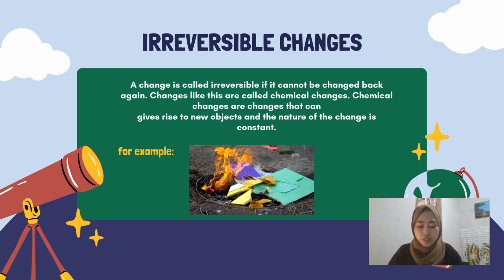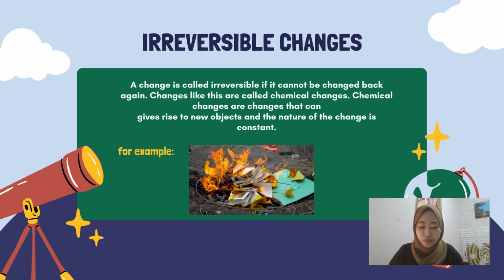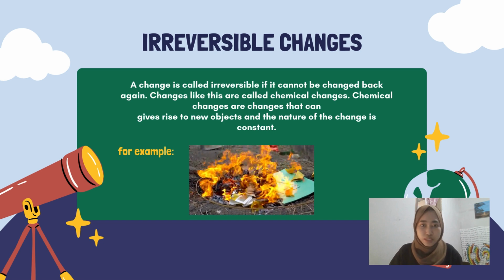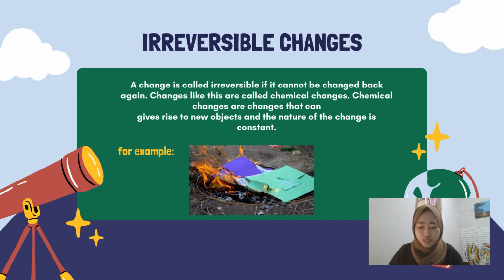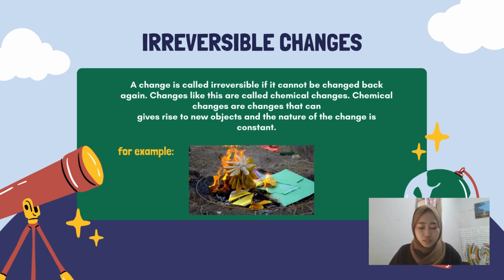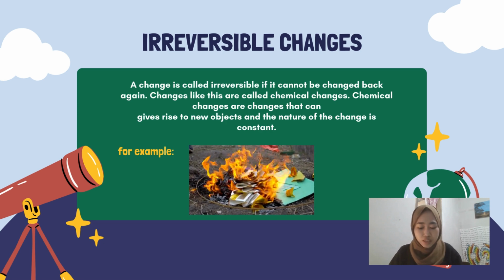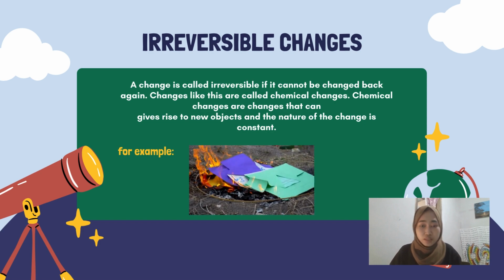So, what happens if we burn paper? The paper will certainly turn into ashes, right? Can paper that has turned into ashes return to its original state? Of course not, right? The change from paper to ashes cannot be reversed like the change from ice to water. Well, changes like that are called chemical changes. Chemical changes are changes that can give rise to a new object, and the nature of the change remains.